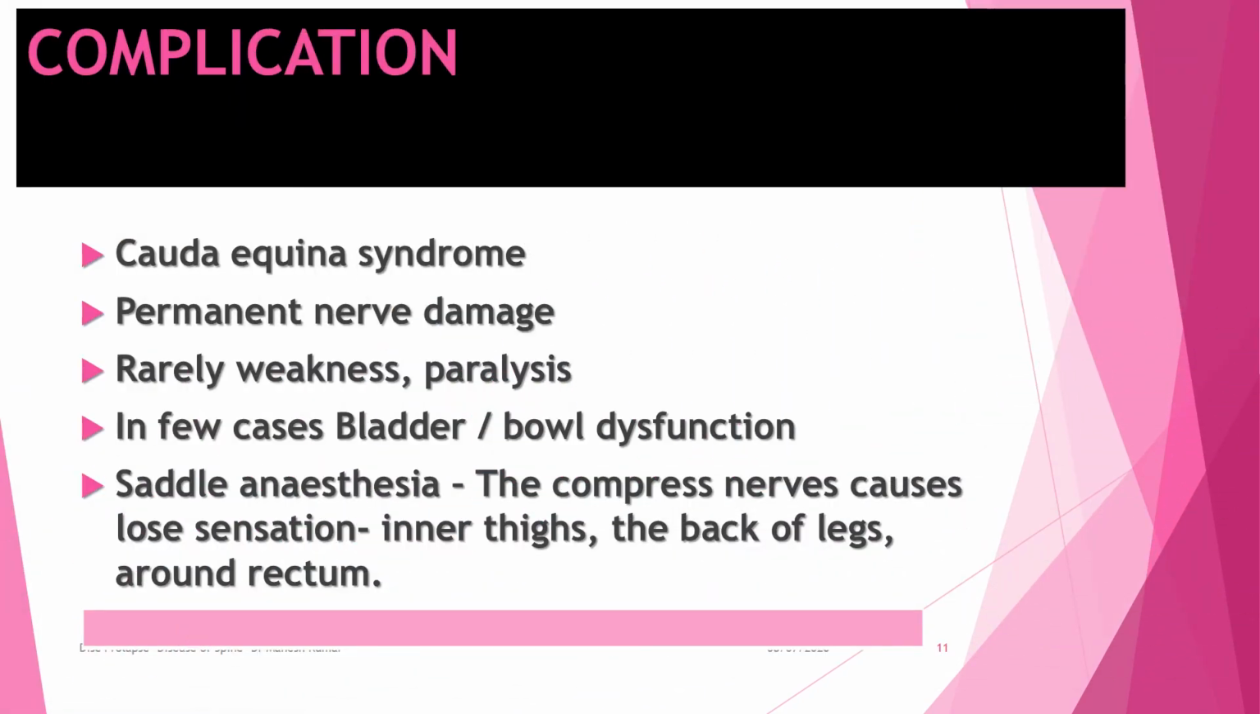The complications include cauda equina syndrome, permanent nerve damage, rarely weakness and paralysis. In a few cases, bladder or bowel dysfunction is found, with sudden anesthesia. The compressed nerves cause loss of sensation in the inner thighs, the back of legs, and around the rectum.